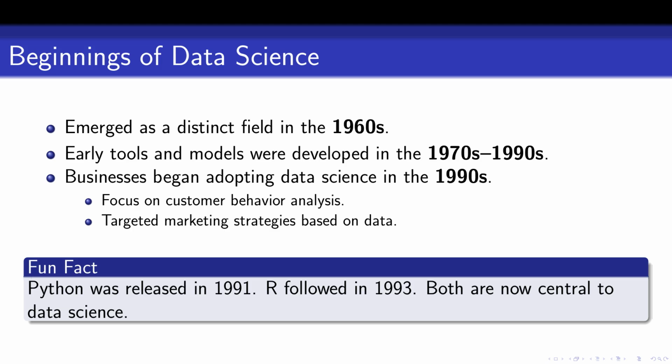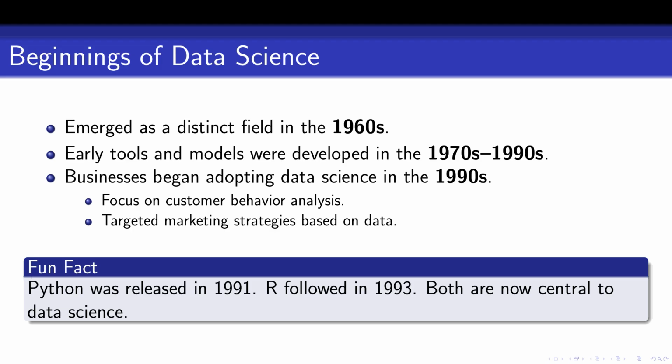Data science, as we know it, didn't spring up overnight. Its roots trace back to the 1960s, when it started to emerge as a distinct discipline. In the 1970s through the 1990s, foundational tools and models were developed, laying the groundwork for modern data analysis. During the 1990s, businesses began to seriously adopt data science for practical use, especially in areas like customer behavior analysis and targeted marketing. This period marked a transition from academic research to commercial application.